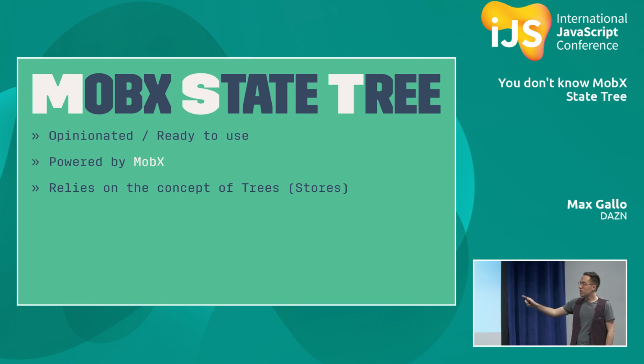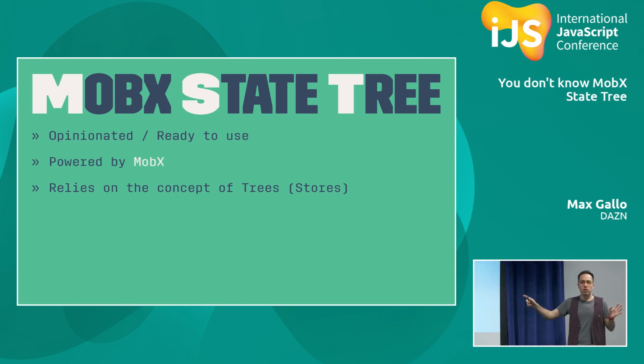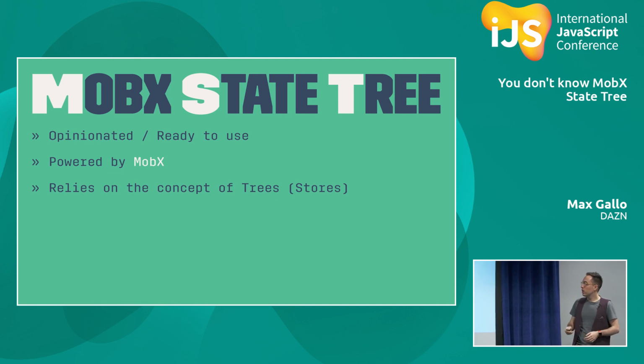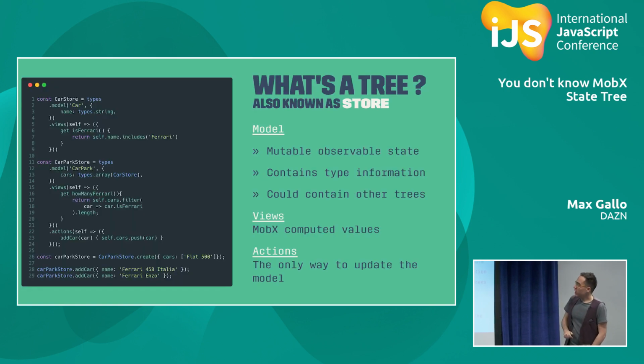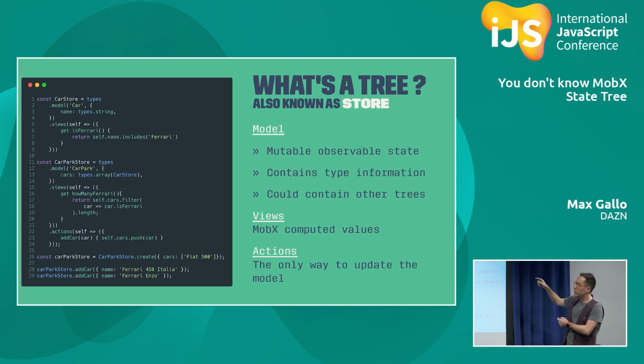And it relies on the concept of trees. That's why it's called MobX State Tree. But you can also find the word store, which is the same as tree. I know it's a little bit confusing at the beginning, but whenever I say store is a tree, whenever I say tree is a store as well. What is a tree? I'm giving you a lot of notions, but we will arrive at something more meaningful. A tree is made of 3 different pieces.